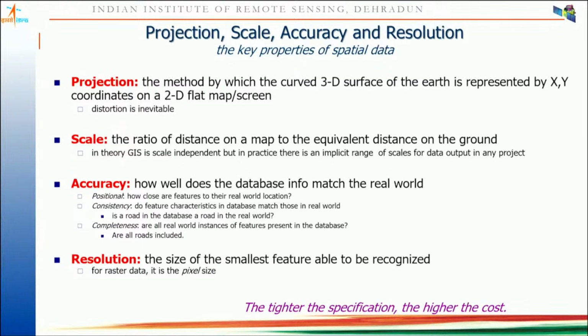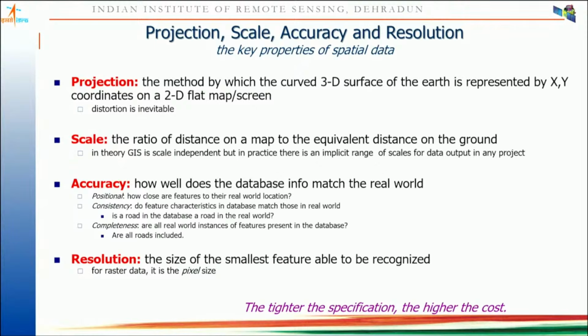This is a simple ratio, and this ratio is very much required, especially when you are printing your maps in a topo sheet or in the form of some printable maps or like an atlas. Accuracy is how well the database information matches the real world.